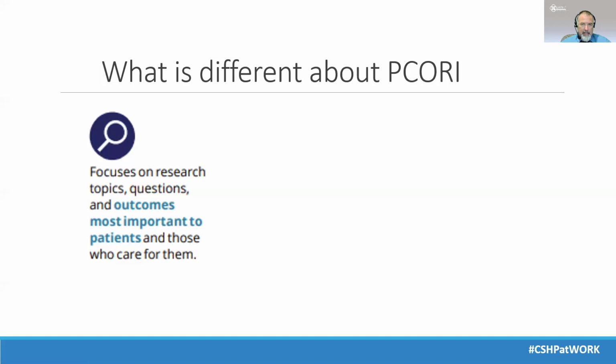Most research studies are based on outcomes defined by clinicians or researchers. And it doesn't mean that those outcomes aren't important. And so if I sound like I'm suggesting that, I'm not. But what is important to a clinician about a research question or a researcher about a research question may not be the same as what's important to a patient or a family member caring for that patient. And PCORI wants to see that you are taking that into account in your studies.